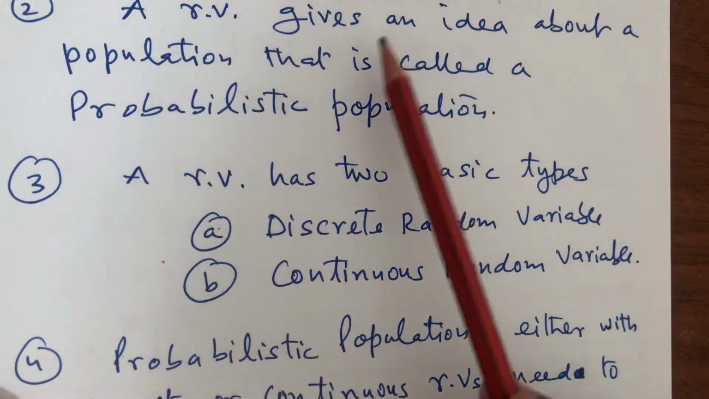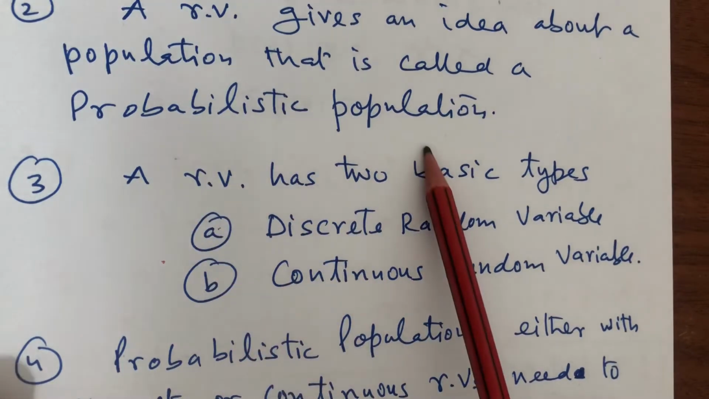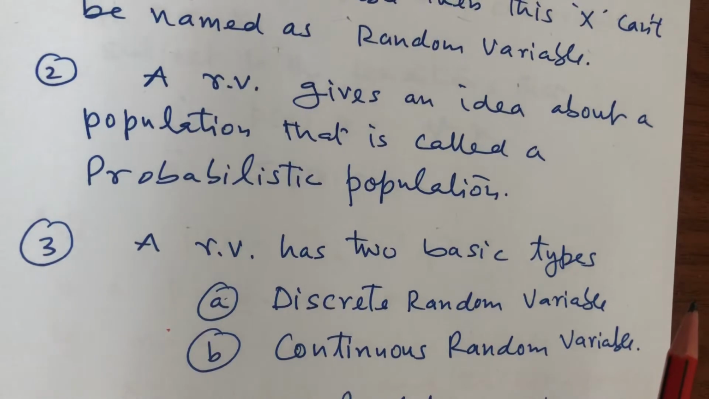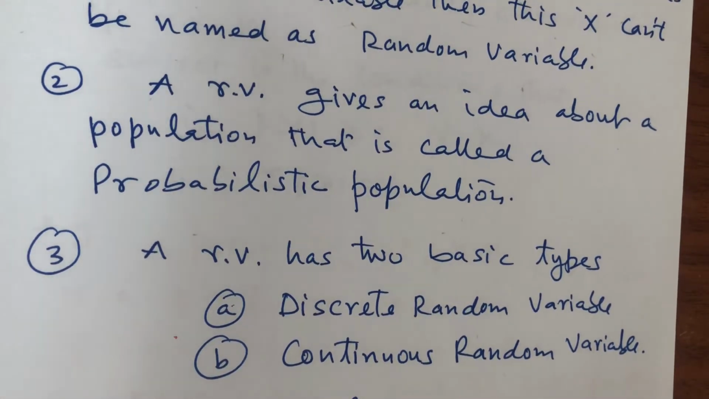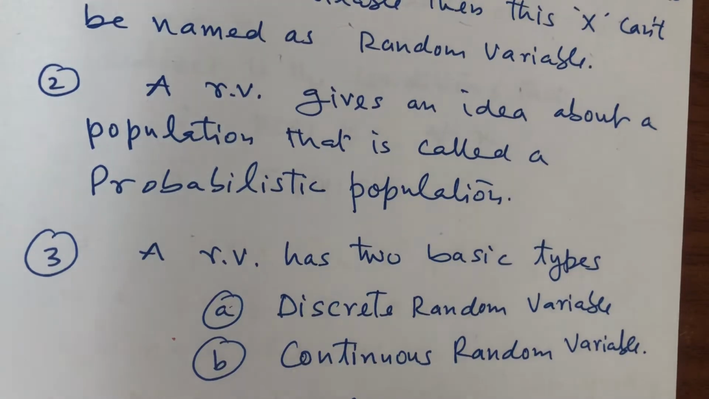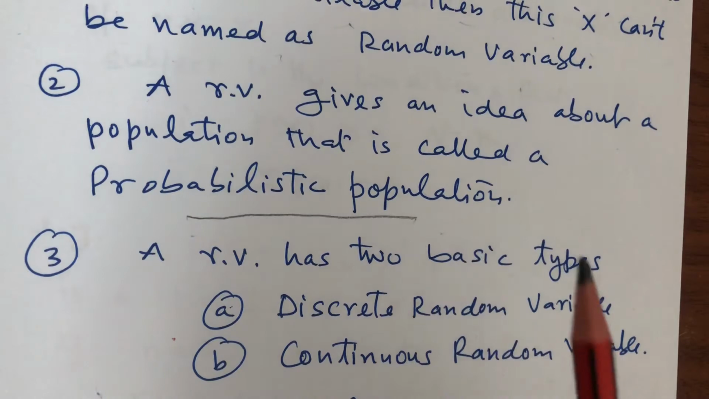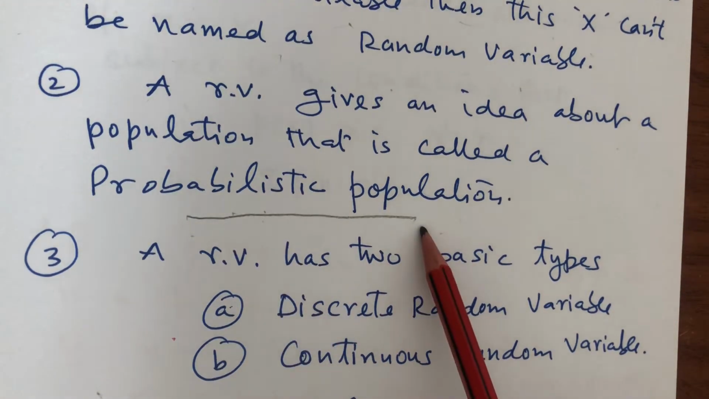A random variable gives an idea about a population that is called a probabilistic population. What is the definition of population which we discussed in the very beginning of this course? Population is a complete set of observations pertaining to that variable. Now a new term comes, the probabilistic population. A complete set of observations pertaining to a random variable will be called a probabilistic population.